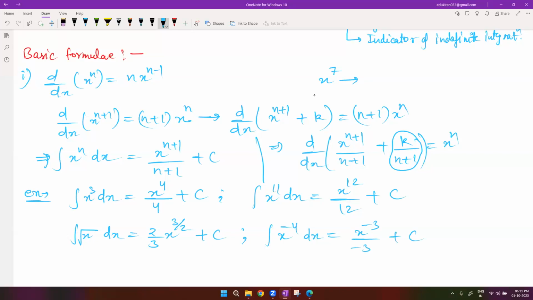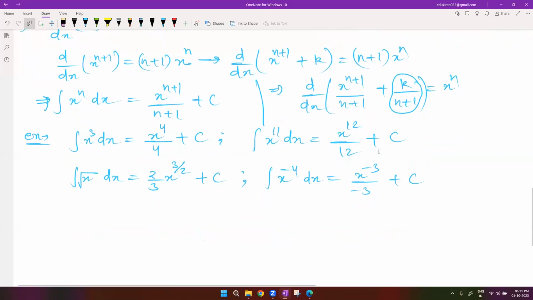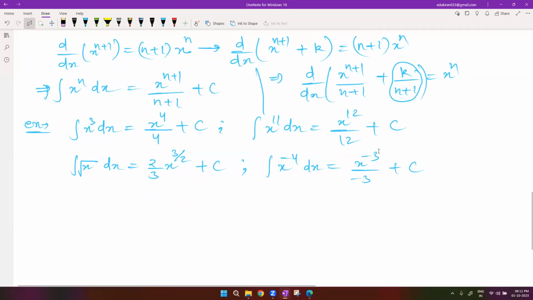Brother, you have to increase the power by 1. Increase the power by 1 and divide with the same power. So x to the power minus 4 would be x to the power minus 3 divided by minus 3, plus c.